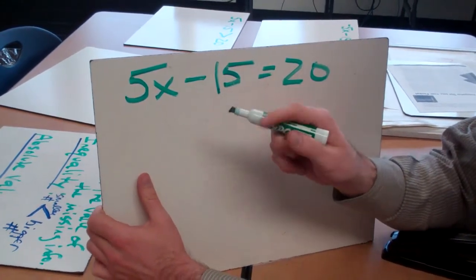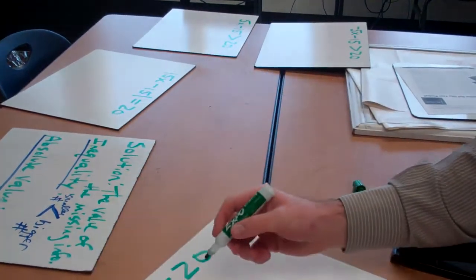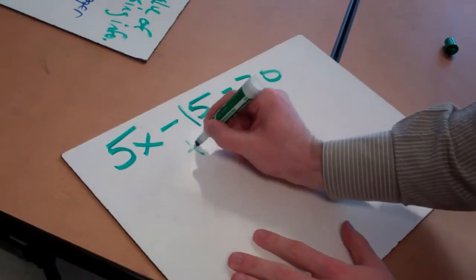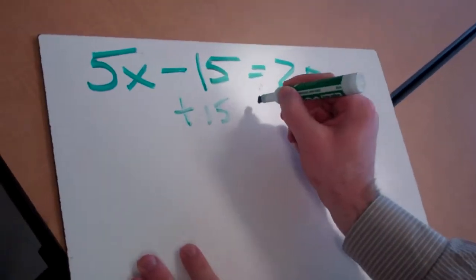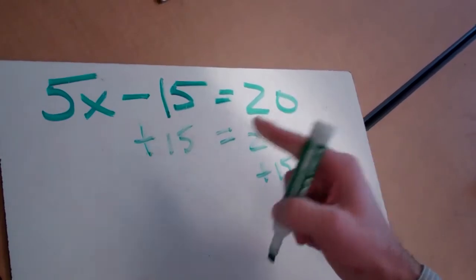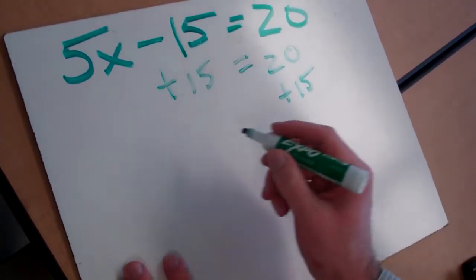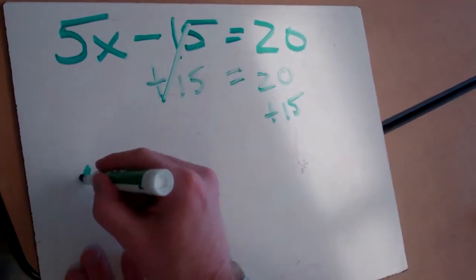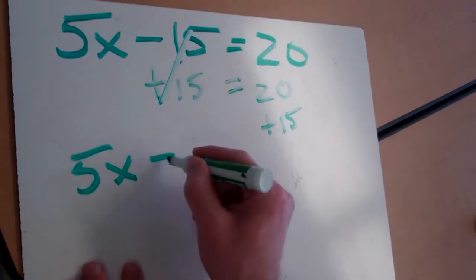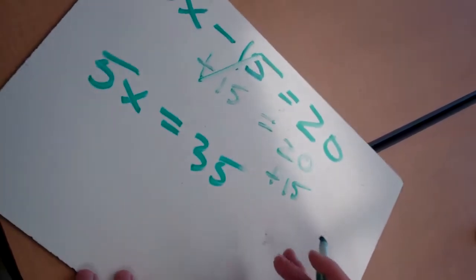So I'm going to get rid of that 15. I'm going to add 15 to both sides, because I'm undoing the subtraction. So I add 15, and I'm left with 5x equals, what's 20 plus 15? Well, it's 35.